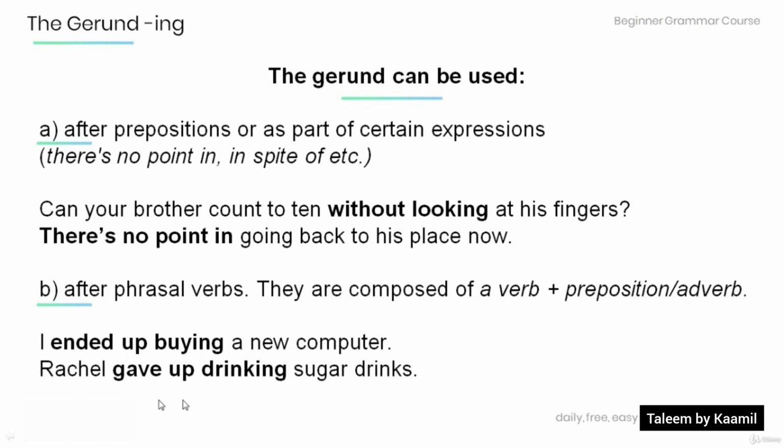Have a look at the second example. Rachel gave up drinking sugar drinks. The gerund drinking comes after the phrasal verb gave up, which is composed of a verb, gave, and the preposition up.